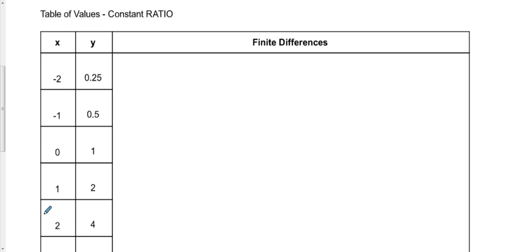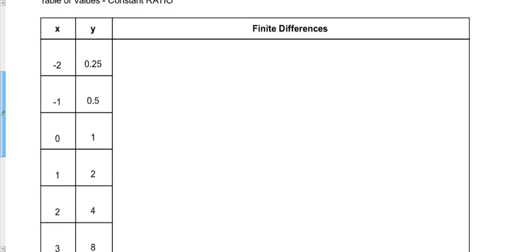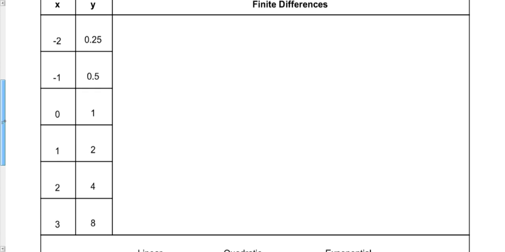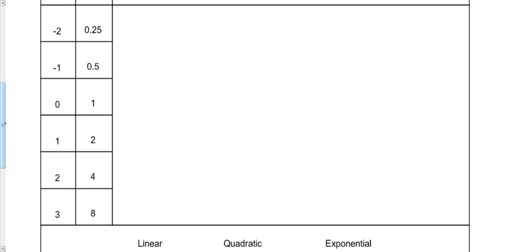Take a look at exponential relations and try to figure out whether or not a table of values represents an exponential relation. What I have here on the left-hand side is a table of values, very similar to what we looked at when we did quadratics. What we want to do is figure out the differences that we see happening in this particular table of values. Just like we did with quadratics, we want to find the first differences, the second differences, and see if there's any connection there.